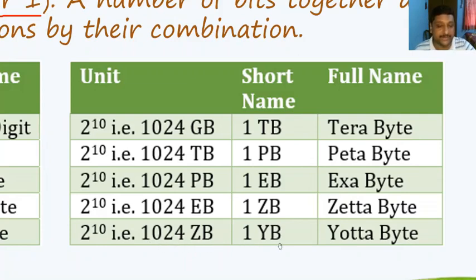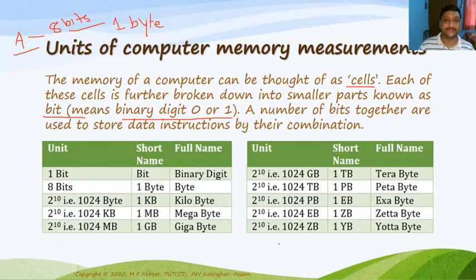1 yottabyte. You can understand how much memory 1 yottabyte means. In our computers, generally 1 terabyte, 2 terabytes is available, and within one computer we can store libraries of books of information. It is possible.